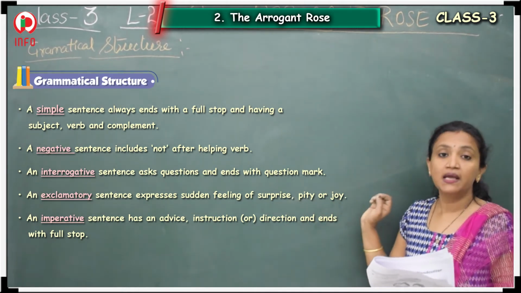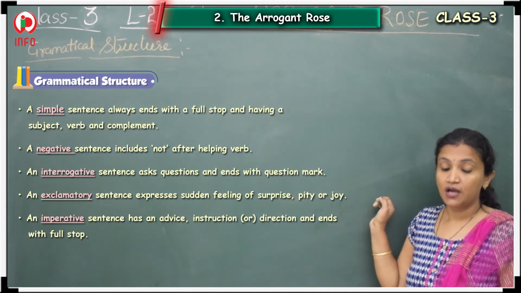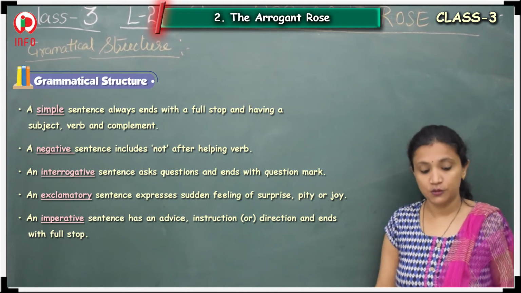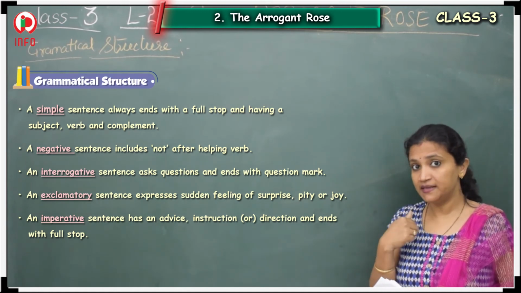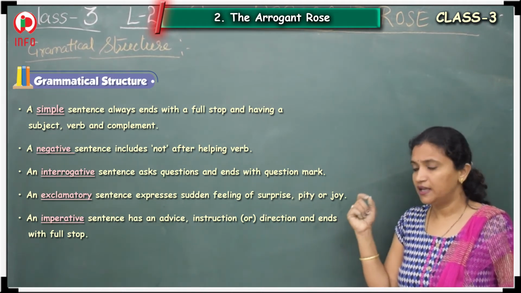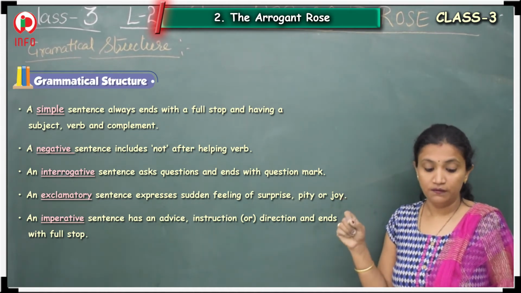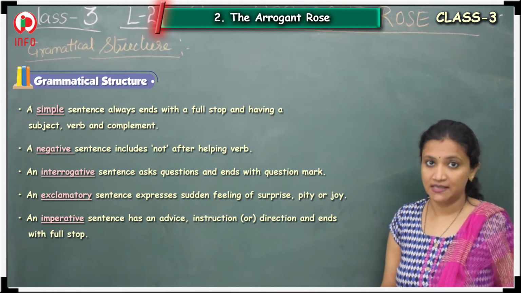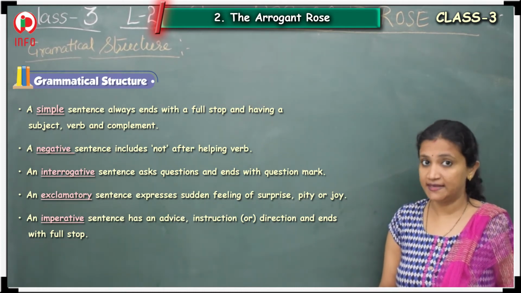Now next, the imperative sentence. An imperative sentence gives advice, instructions or directions, and it also ends with a full stop. I said come here, so that was my instruction. Such instructions, advice or directions in a sentence are called imperative sentences. So now we will go for a further exercise using these kinds of sentences, in grammatical structure. Let's see what is the next part.